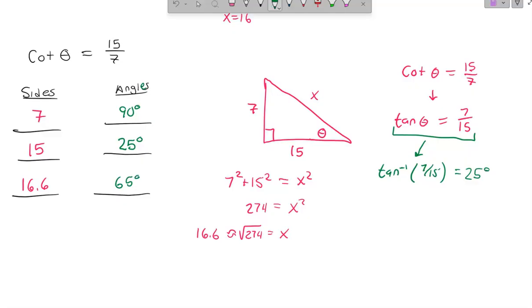So just like the last example, it's the same process of solving for triangles here. Just like we've been doing, it's just a matter of converting the reciprocal ratio into its counterpart and then proceeding from there. That's it for this lesson.